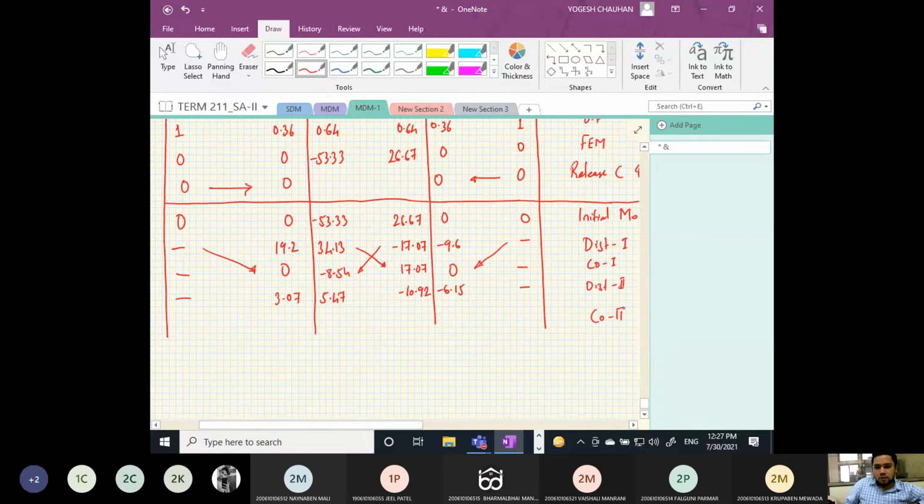Next we do carry over 2. So again this will be carried forward here, this cannot be carried forward here, 0, this will be 0, this will be carried forward here, but this cannot be carried forward here, so dash, this will be 0, and half of this will be carried forward here, half of this will be carried forward here, so it will be 5.47, minus 5.46, and this will be 2.74.